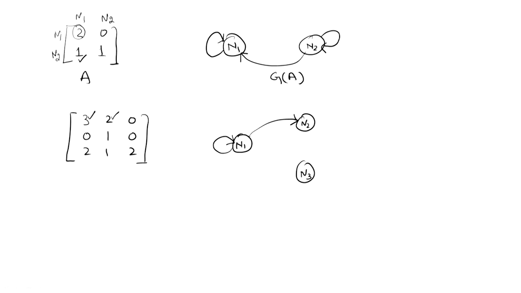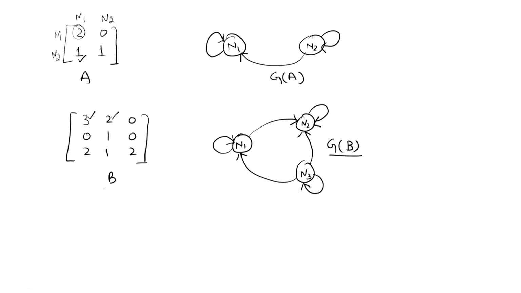Then 2 to 1 is 0. 2 to 2, yes, I have an edge. 2 to 3, I do not have. 3 to 1, I have an edge. 3 to 2, yes, and then 3 to 3. So if this is my matrix B, then this is the graph of B.